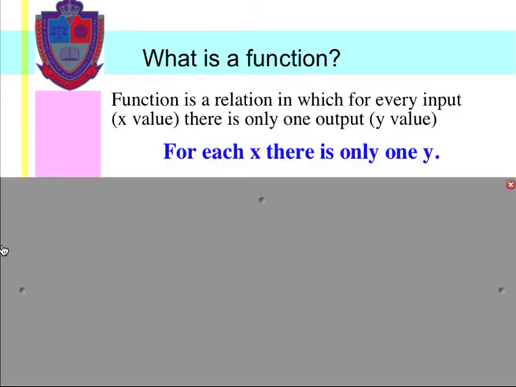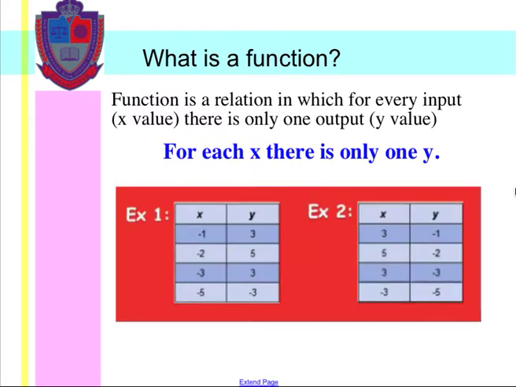What about a function? A function is a relation in which for every input, my x value, there is only one output, which is my y value. So for every x, there's only one y. There are 5 ways that we're going to talk about how we represent functions. Before we get into that, let's look at this example.